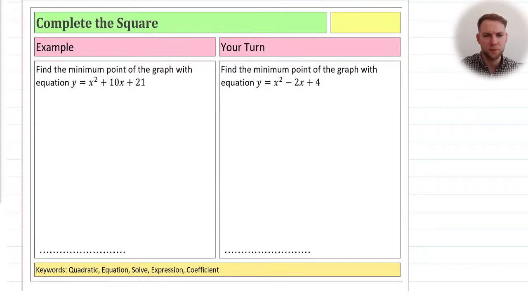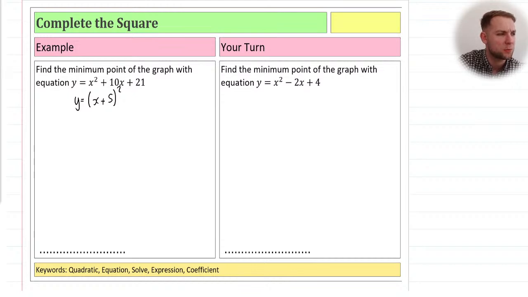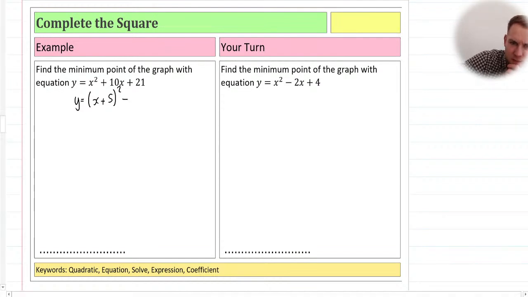Alright, so let's go through both of them then. So the first thing we need to do with this one on the right is we need to complete the square. So y is equal to half that middle number, which is 5, and then put it in a square bracket added to x. So x plus 5 all squared. And then we square that and subtract it. So 5 squared is 25, minus 25 plus 21.